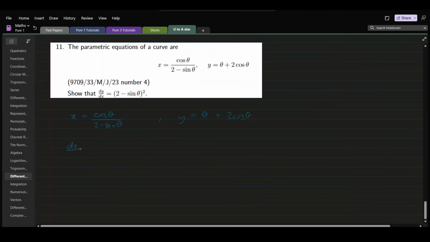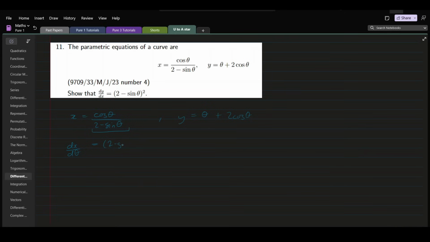Let's find dx d theta, which is simply differentiating this. We're going to use the quotient rule here. Okay, so let's hold our denominator and differentiate our numerator. If you differentiate cos theta, you get negative sine theta times negative sine theta minus, now let's hold our numerator and differentiate 2 minus sine theta. So if we differentiate 2, that's a constant, we get 0. And then if you differentiate minus sine theta, you get minus cos theta. So this is minus cos theta. And this is all over our denominator squared. So that's 2 minus sine theta squared.